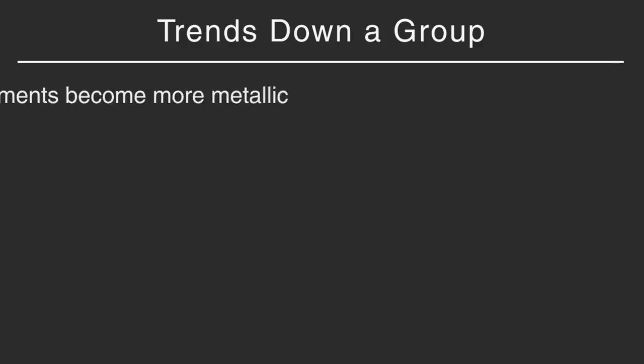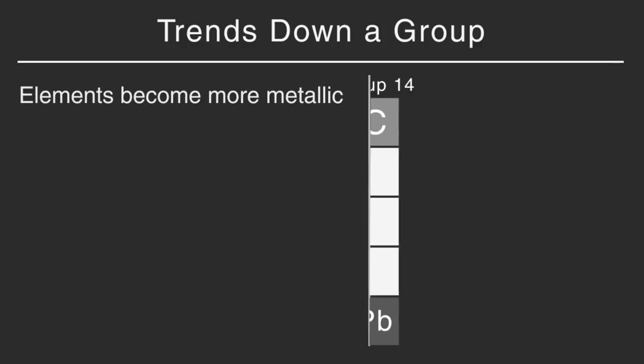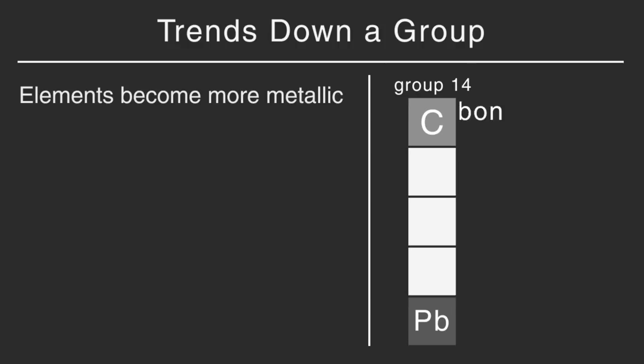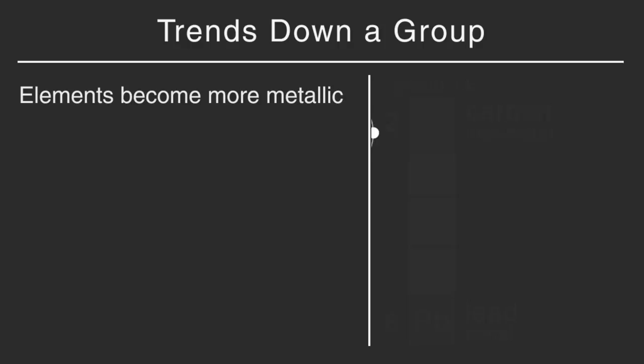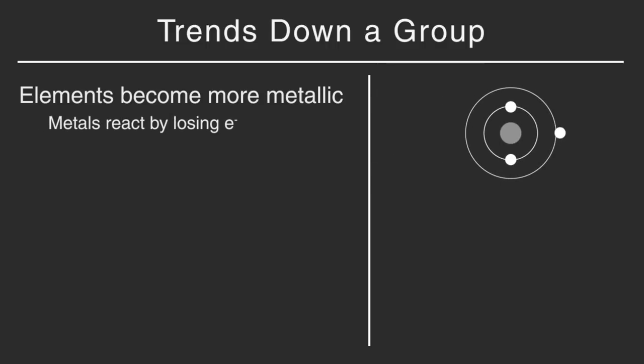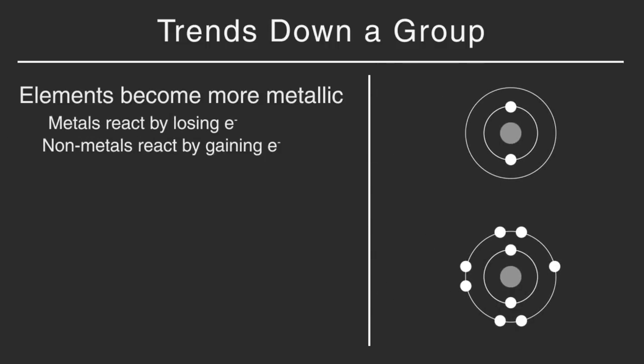Notice that the elements become more metallic. This is clearly seen in group 14, where carbon in period 2 is a non-metal, but lead in period 6 is a metal. By the way, do you remember that metals are elements that react by losing electrons, and non-metals are elements reacting by gaining electrons?